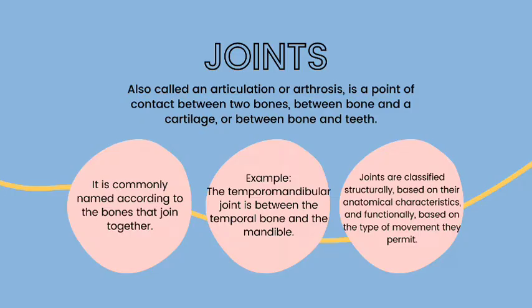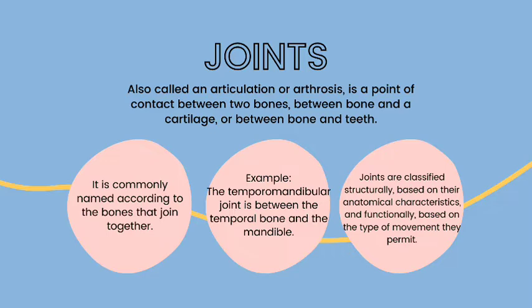A joint, also called an articulation or arthrosis, is a point of contact between two bones, between bone and cartilage, or between bone and teeth. It is commonly named according to the bones or portions of bones that join together. Example: the temporomandibular joint is between the temporal bone and the mandible.